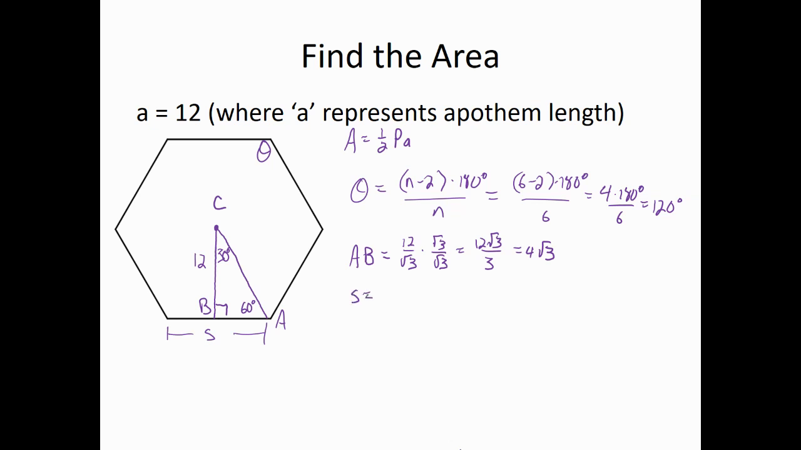That means that the side length is double that because each apothem bisects the side length. So a side length is 8 root 3. That means the total perimeter is 6 times 8 root 3, which is 48 root 3. And then finally, the area is half perimeter times apothem. So that's half perimeter, which is half of 48 root 3, times the apothem, which was 12. So that'll be 6 times 48. I think that's 288 root 3. So that's the area. And in this particular case, since we did end up with a 30, 60, 90 right triangle, we were able to get an exact expression for the area.